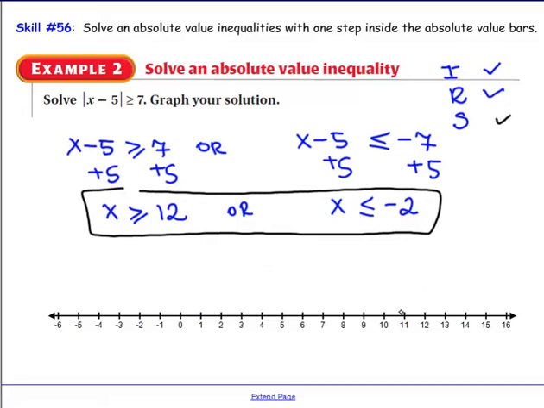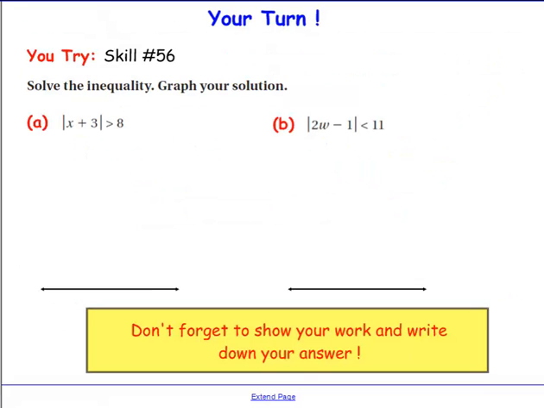So on the number line, 12 gets a filled in circle, and x has to be greater than or equal to 12, so we're going to go to the right, or negative 2 gets also a filled in circle, and we're going to take a look at all the numbers that are less than negative 2, so it's going to look like this. So now try these 2 problems. Notice that one of them has a greater than symbol, one of them has a less than symbol. So you'll definitely have an AND problem, and then you will also have an OR problem.